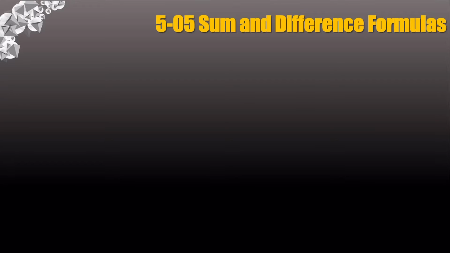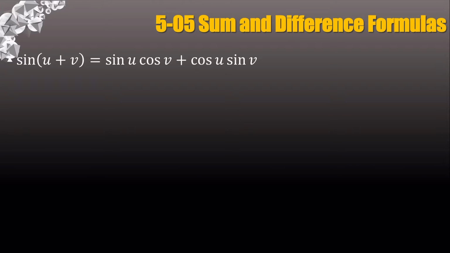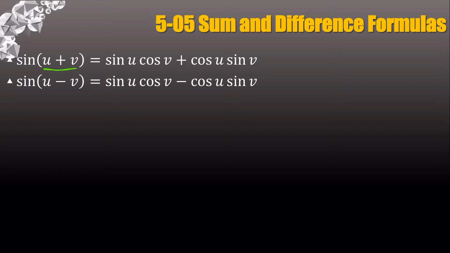And 5-05, the sum and difference formulas. So what these are is if you're adding or subtracting two angles. So sine of u plus v equals sine of u cosine v plus cosine u sine v. So it's an identity. So these are just more identities. Sine of u minus v is the same thing but with a minus. Sine of u cosine v minus cosine u sine v.